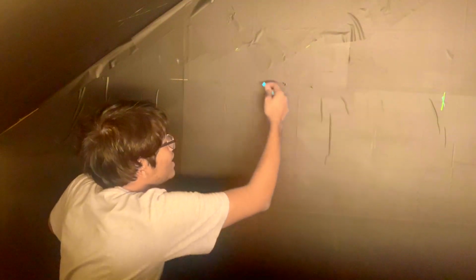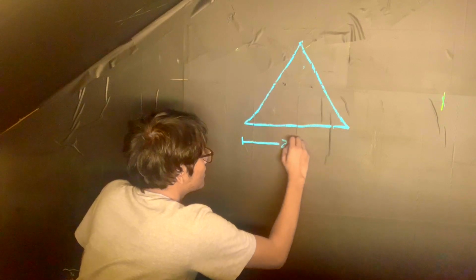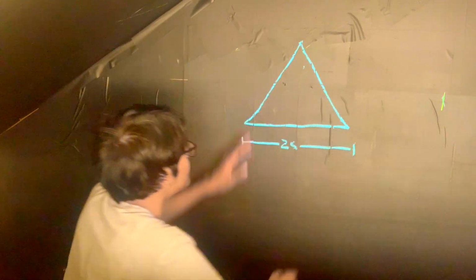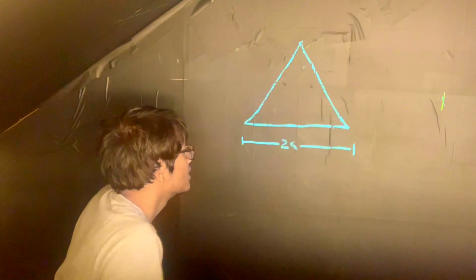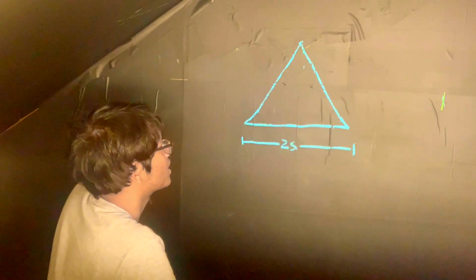Today I want to derive the formula for the area of an equilateral triangle. Each side is 2s, and the same for the other two sides: 2s here, 2s here. Okay, so how can we find the area of this equilateral triangle?